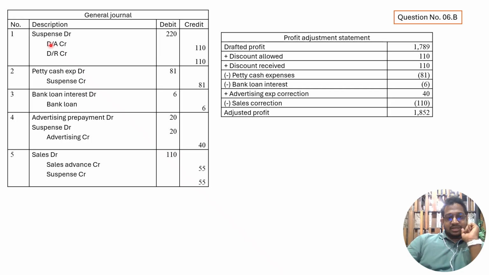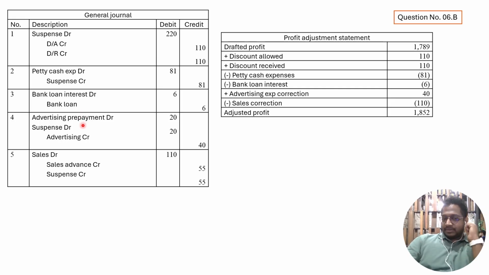And the last quarter's petty cash expenses they didn't mention, but the petty cash control account they recorded correctly. So the double entry is petty cash expense debit and suspense account credit. And the third one, the loan interest: you debited the total loan installment to the bank, but you didn't consider the interest there, right? So that interest you can't debit as a bank loan payment. It should be considered as loan interest. That is an expense for you. And bank loan you should credit to reverse that entry.